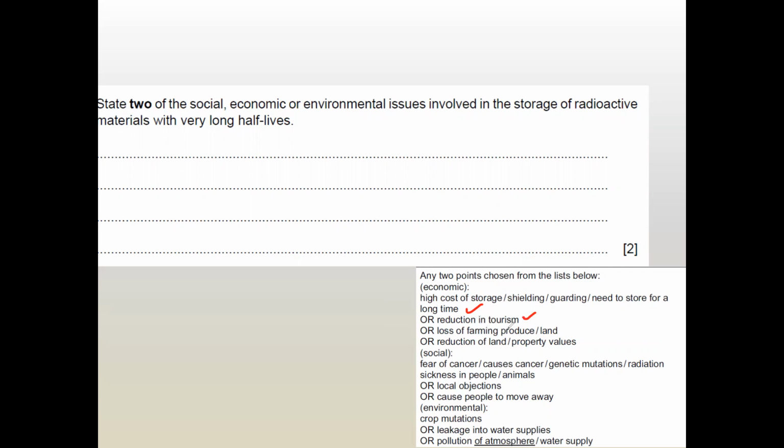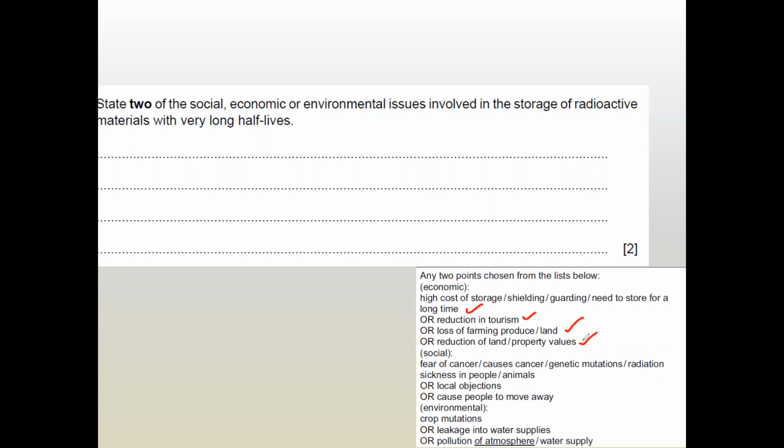Then same thing, loss of farming produce in the land, because we are storing it in a lead-lined box and keeping that for a very long time. So that place cannot be used for farming. And it will reduce the land or property value, because that place where we are keeping a radioactive source, no one will go there. So that will reduce the cost or the price of the land.